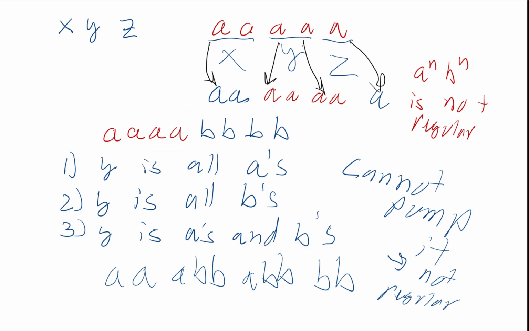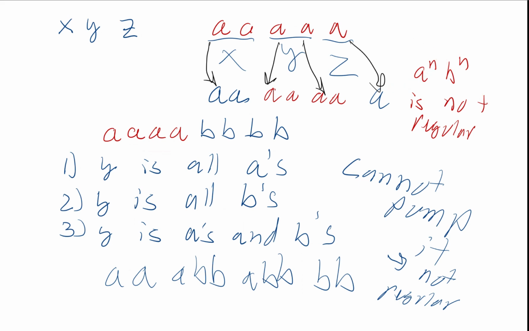If I chose a y that is all a's, whenever I make copies of y or pump it, so I make two copies of y, that means I'm going to have more a's than b's, and that's going to produce a word that is not in a to the n, b to the n. When I pump the word, it has to be in the language. Now let's try b's. And for the same reason, if I choose a y that only has b's and I make copies of y, then I'm going to have more b's than a's, and that's not a word in a to the n, b to the n.